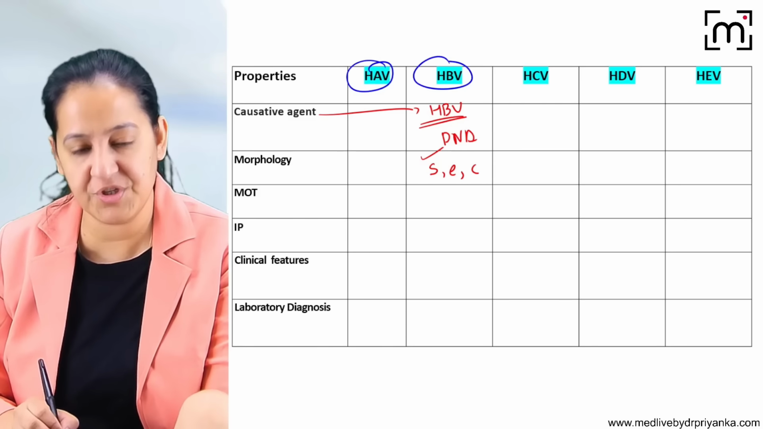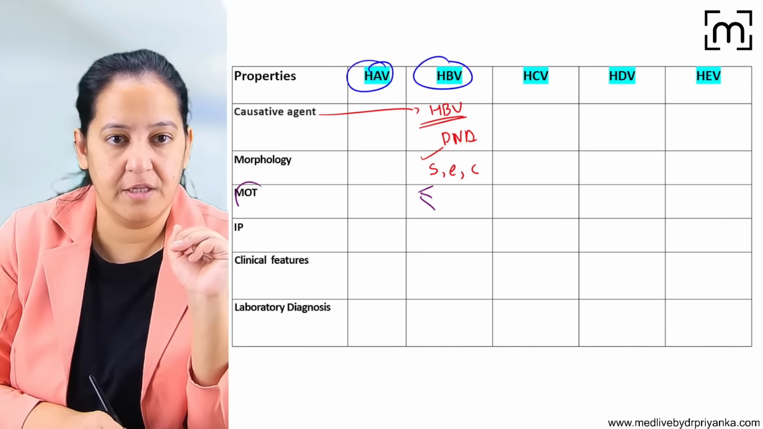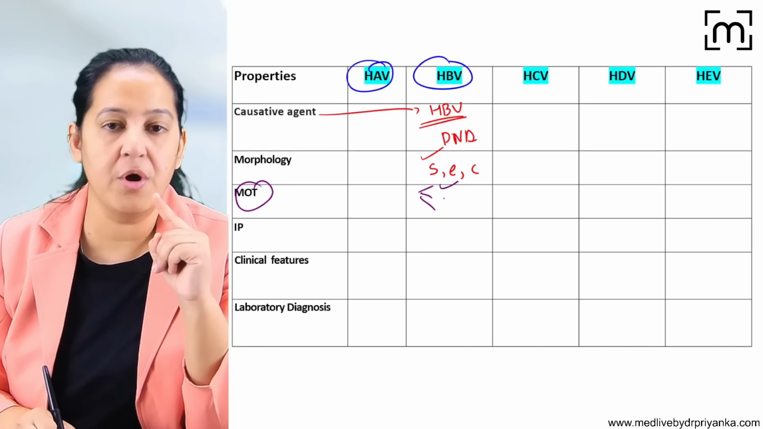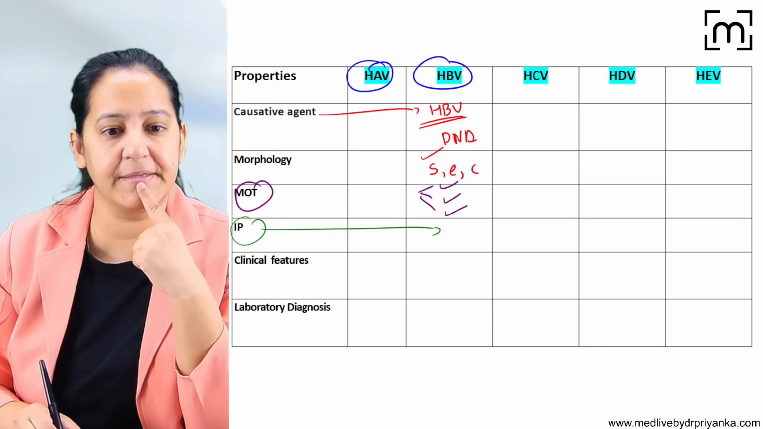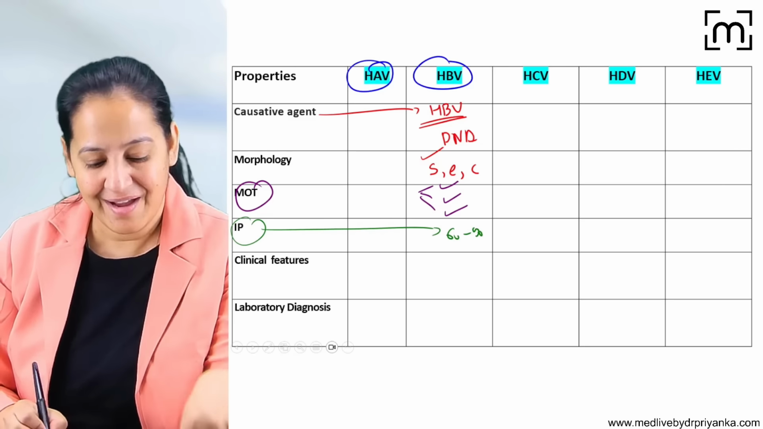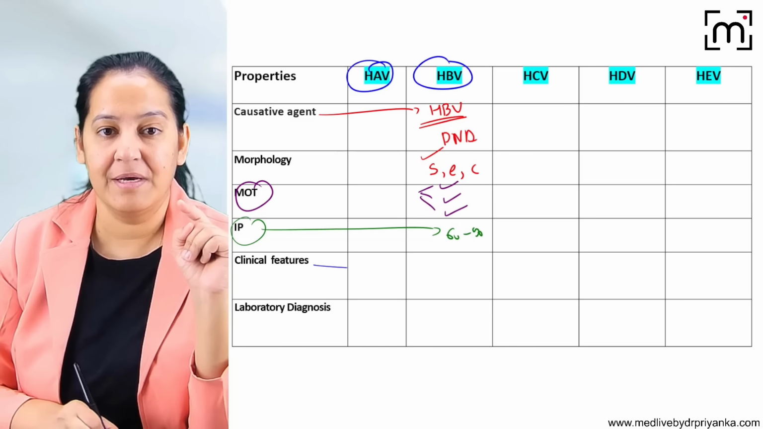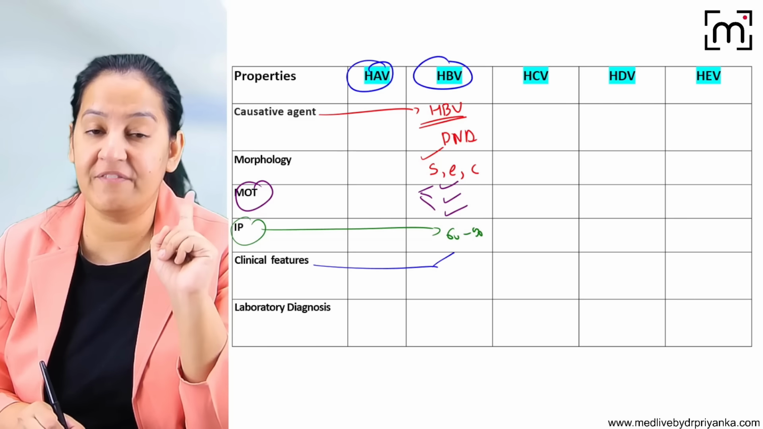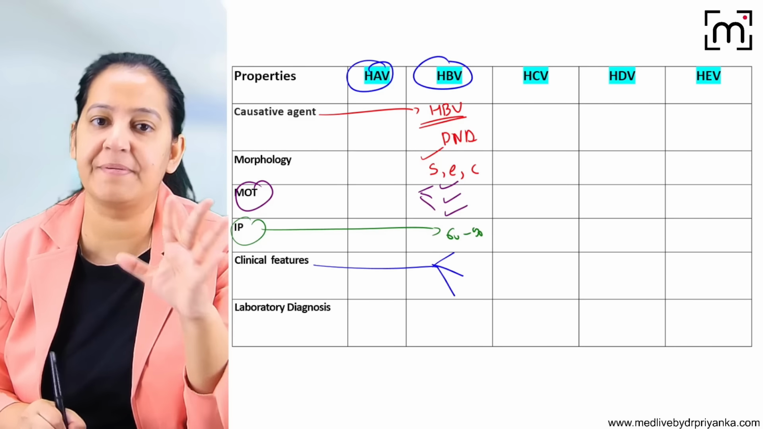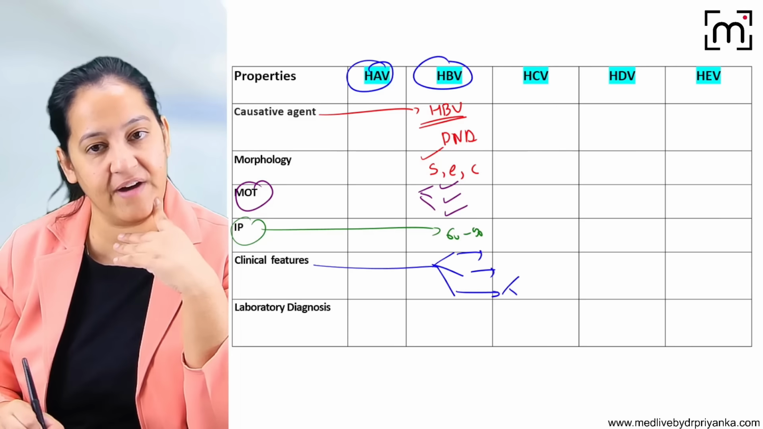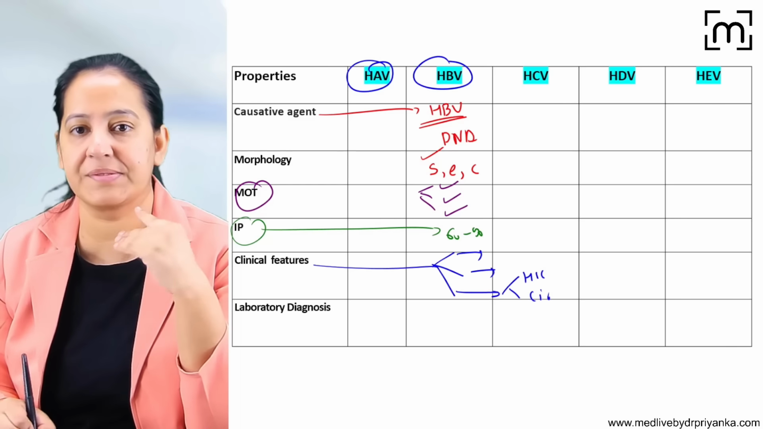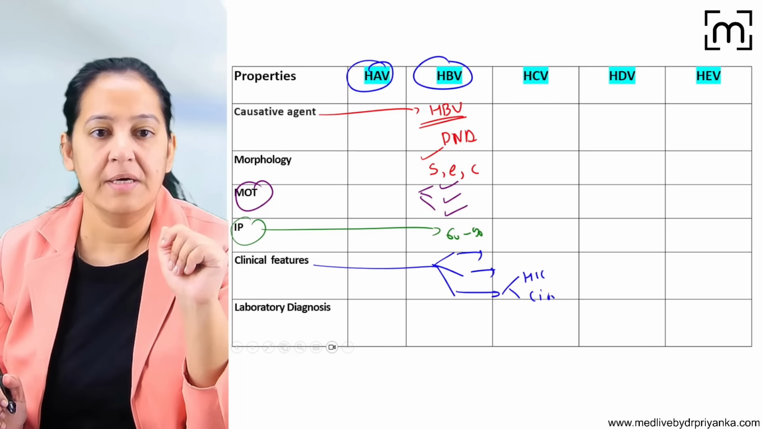In the mode of transmission, I told you there are 3 modes of transmission: either parenteral route or sexual route or vertical route. Incubation period, we know the incubation period is 60 to 90 days on average. Clinical features, I have drawn the diagram. So 65% are subclinical, 25% are acute, and only 5 to 10% are chronic. They recover, but chronic never recover. So chronic have either HCC as a fate or cirrhosis as a fate. So you have to draw that flow chart. So that is the thing.